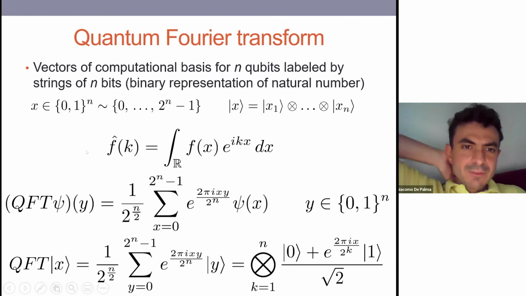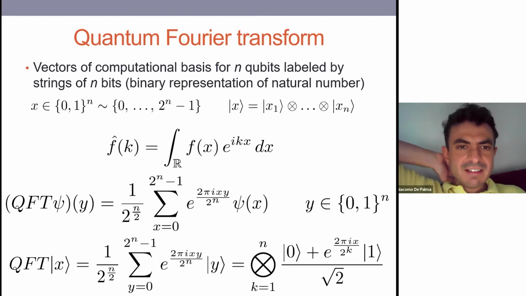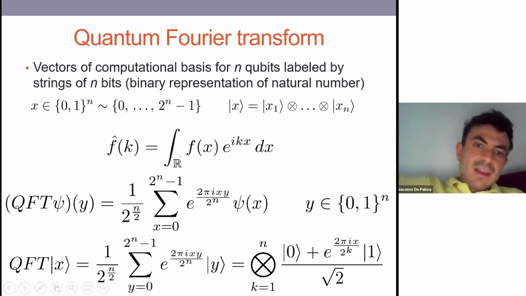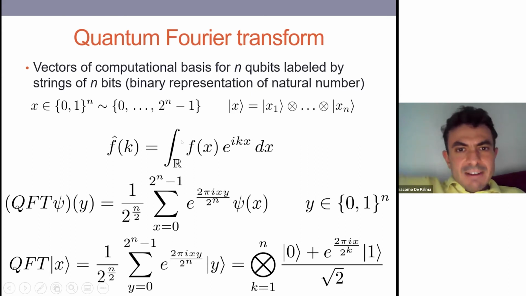So let's start from the classical Fourier transform for functions. You will all be familiar with this, I assume. If you have a real valued function f on the real line, you can define its Fourier transform. Its Fourier transform computed at the point k is equal to the integral of f of x e to the i k x dx.